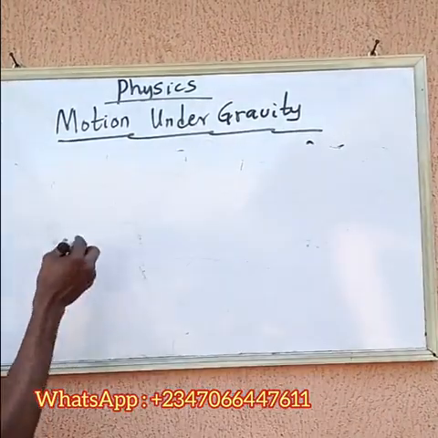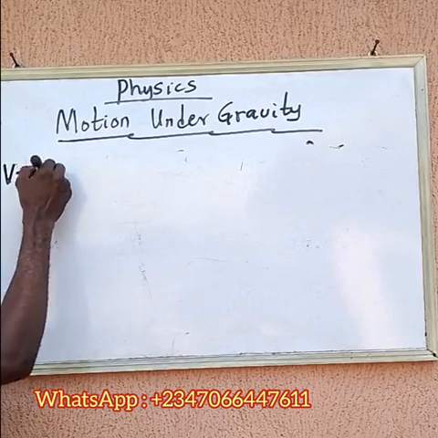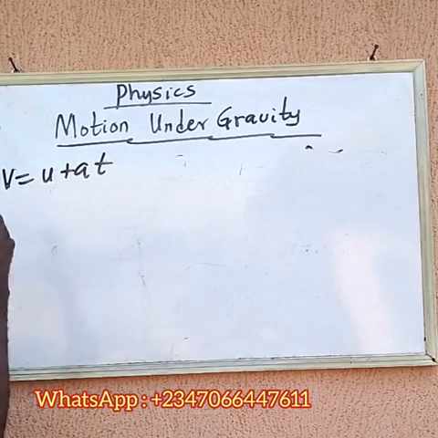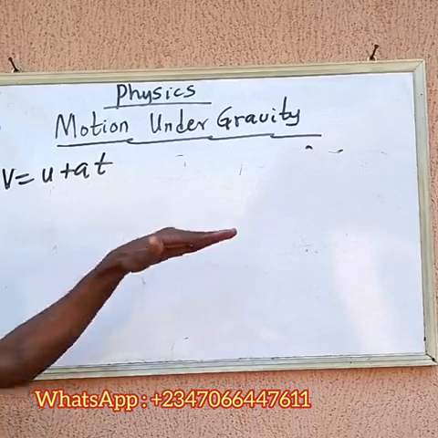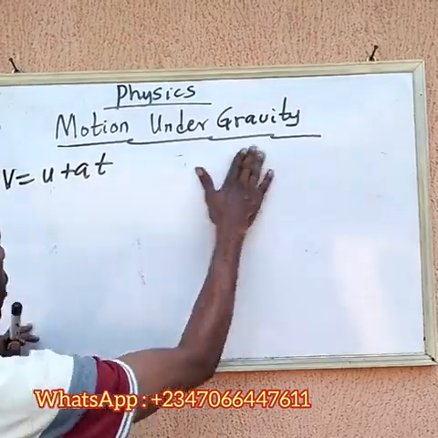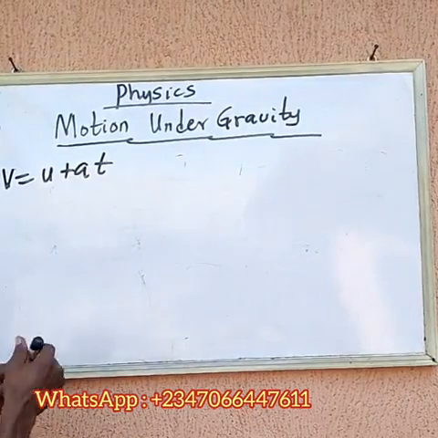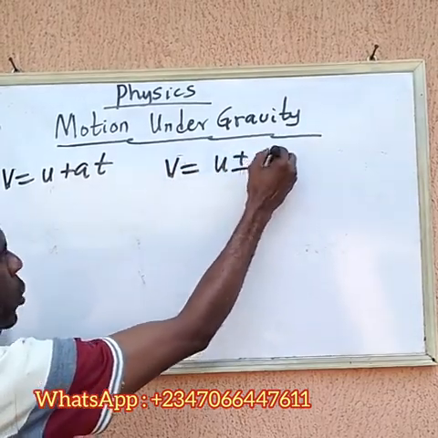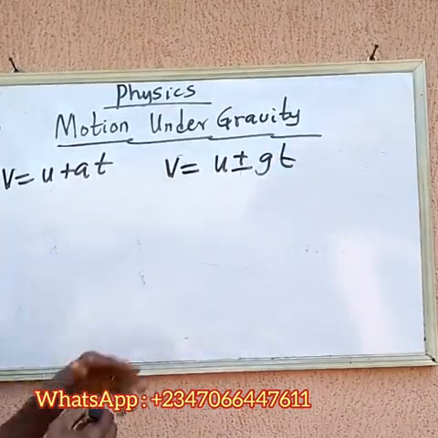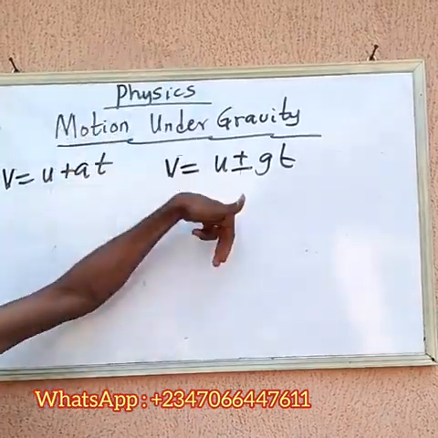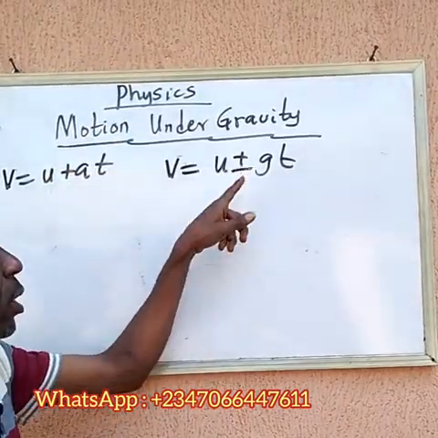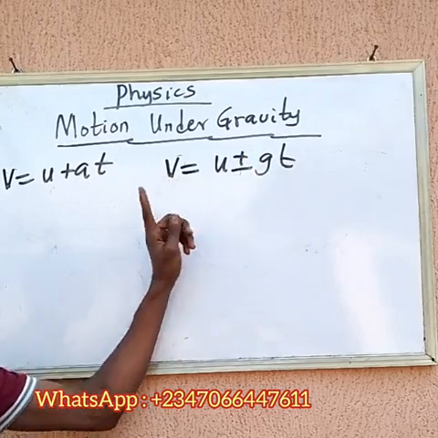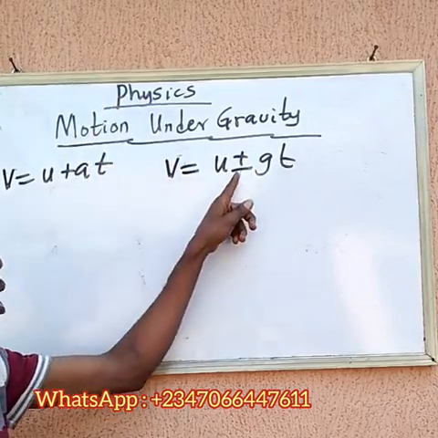So now, you remember that in kinematics, we have v equal to u plus at. This is for the motion of a uniformly accelerated motion in a linear, that is a linear motion. Now, when we are working with motion under gravity, this becomes v equal to u plus or minus gt. It depends on the direction, whether you are projecting upward or dropping an object. If you are dropping an object, it becomes positive gt, that is u plus gt. When you are projecting vertically upward, it will take the minus sign.